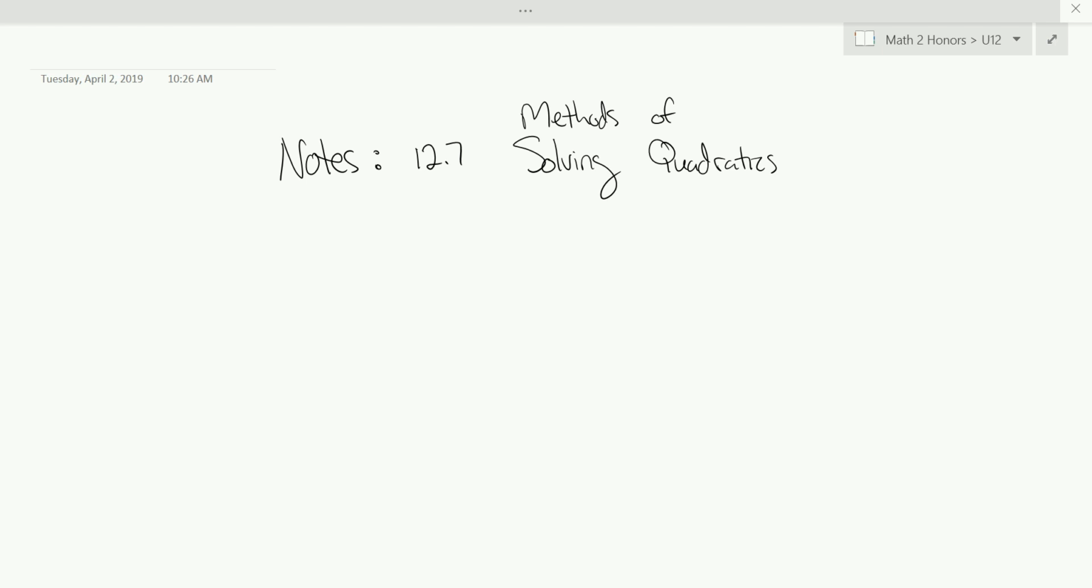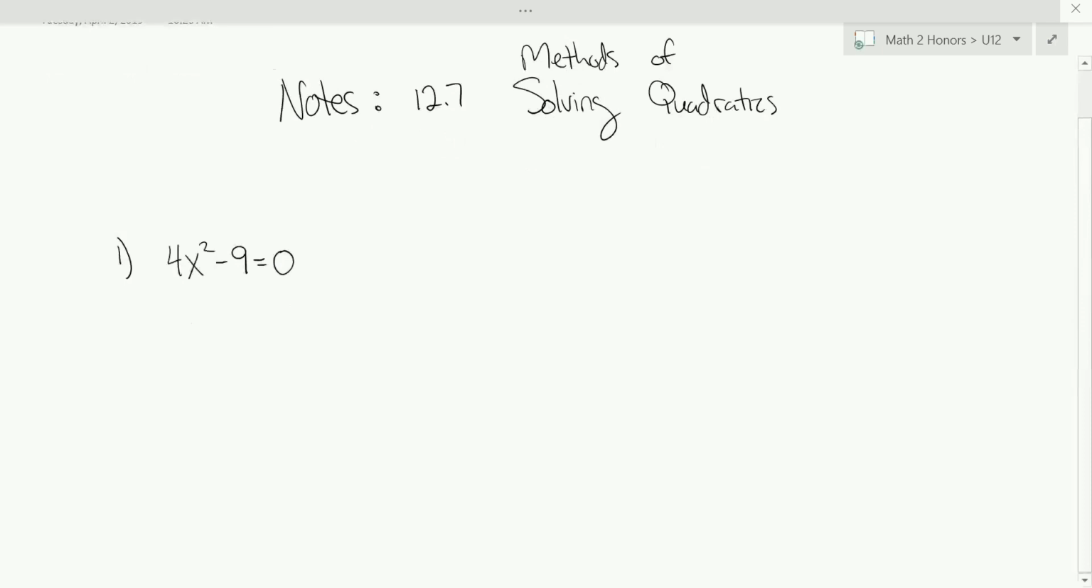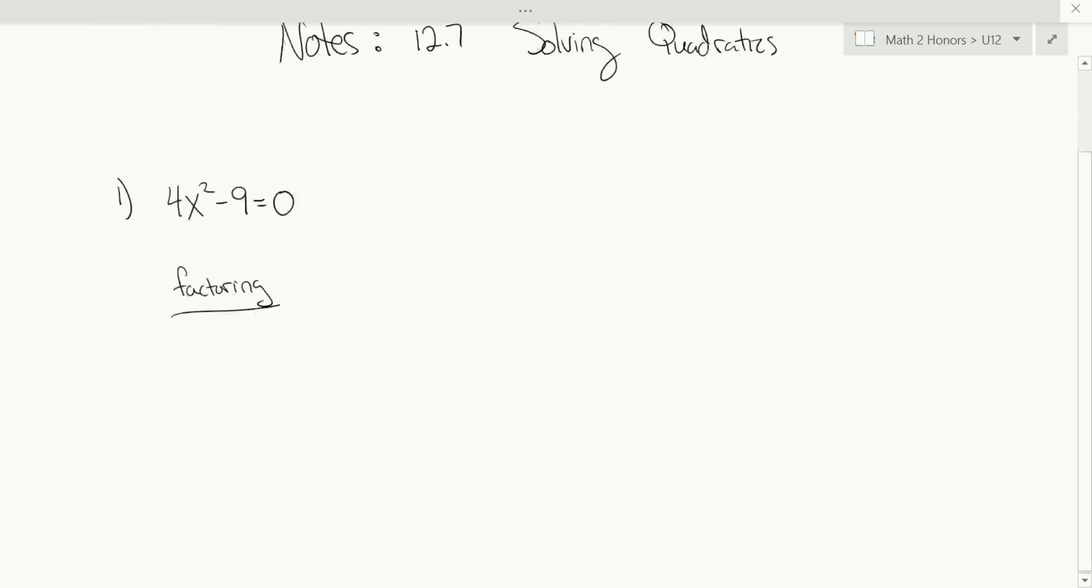Our first problem is 4x squared minus 9 equals 0. We should get the same answer each time. Let's start by solving by factoring, which is what you have the most experience doing. I've had you solve by factoring many, many times.